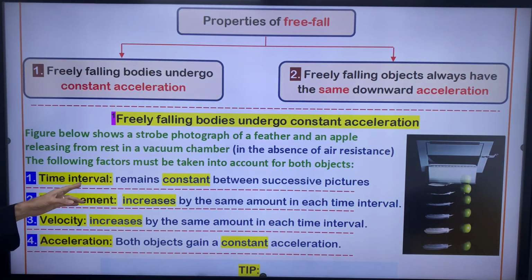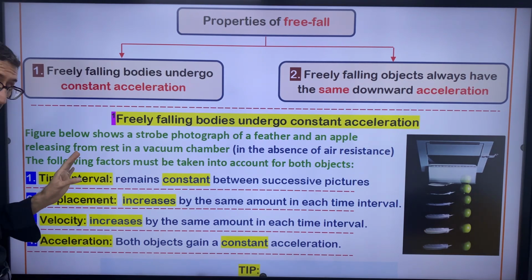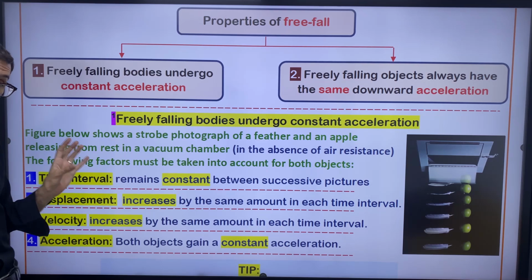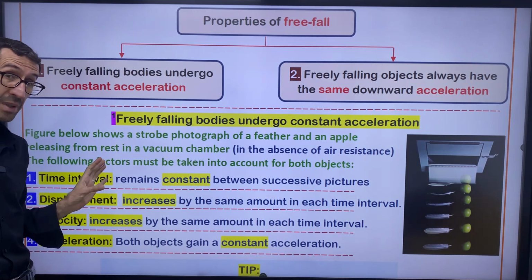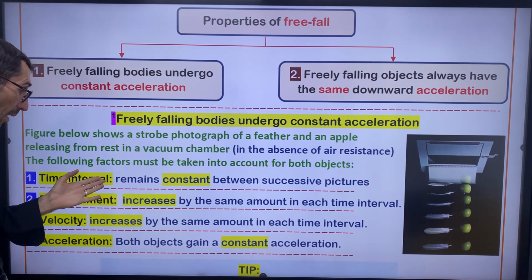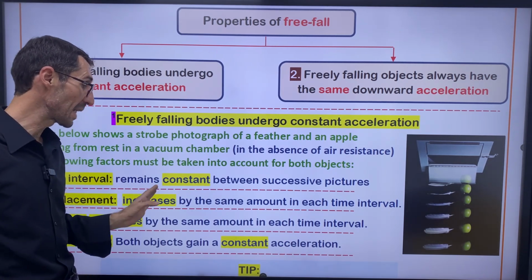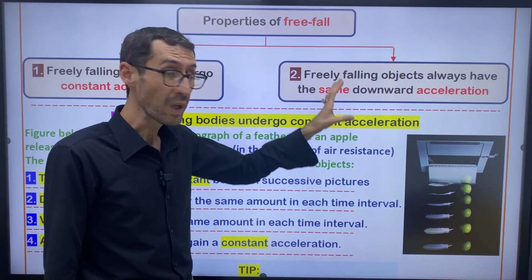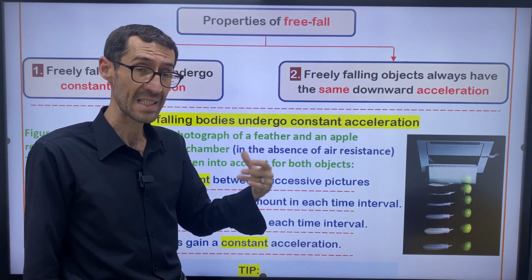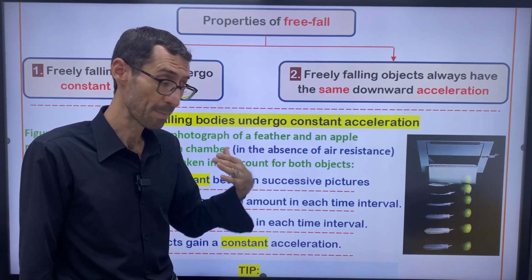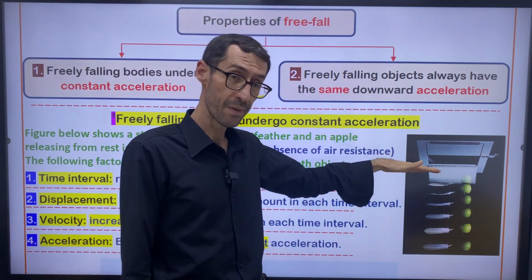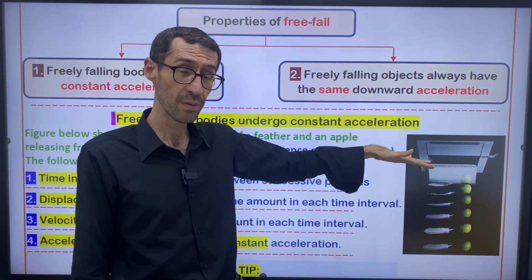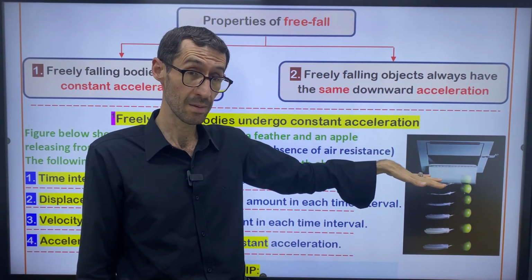Number one, time interval. We have to study time interval. We have to take time interval into account. Time interval remains constant between successive pictures. What does it mean? It means time passes equally.